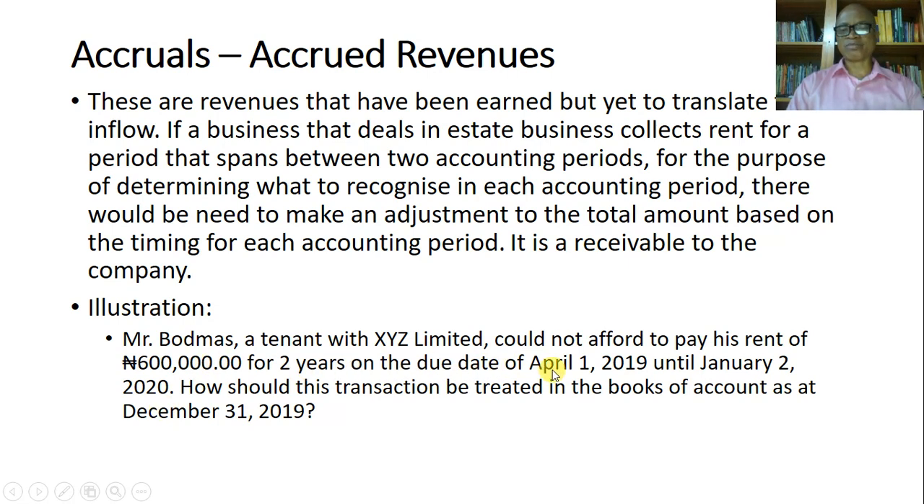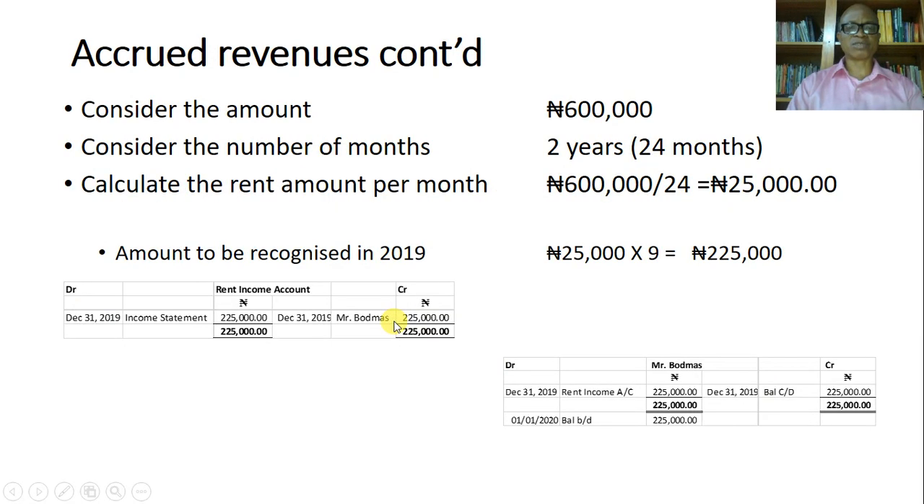The due date should have been April 1st, 2019, but the money did not come in until January 2nd, 2020. So how should it be treated? Now consider the amount first. The total amount is 600,000 for 2 years. That's 24 months. So let's look at the amount that is due to be recognized as rent income for each month. So that's 600,000 divided by 24.